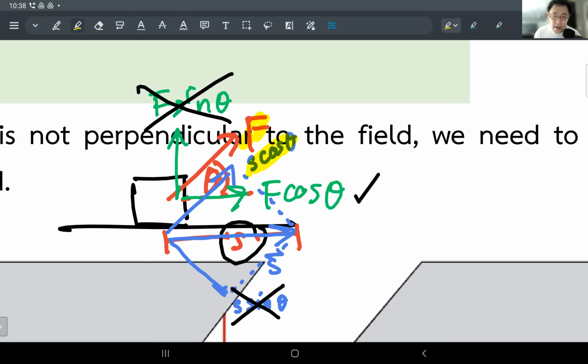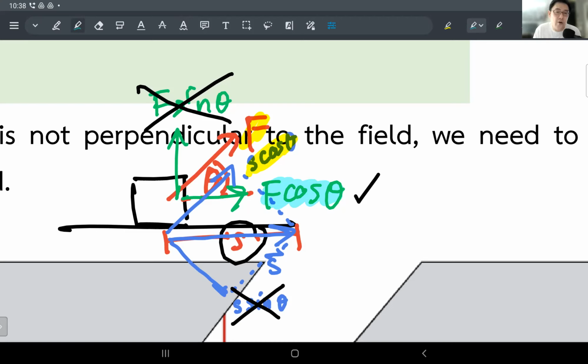But when you do it, most of the time, you do the F cosine theta. You do the force in the direction of the displacement. I don't know if I'm confusing you or not, but they are equivalent. What I'm trying to say is you can decompose the F, take only the one that is actually pointing along the displacement, that is F cosine theta. Or you can do it the other way around.